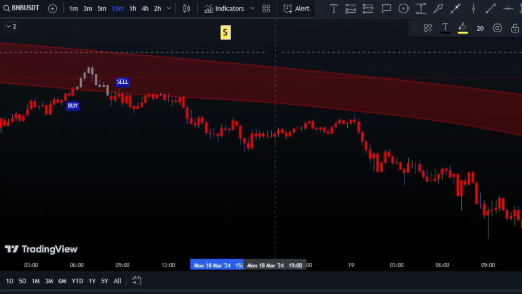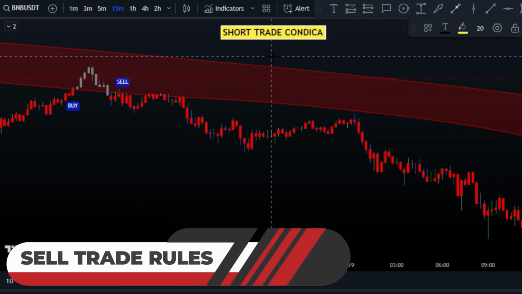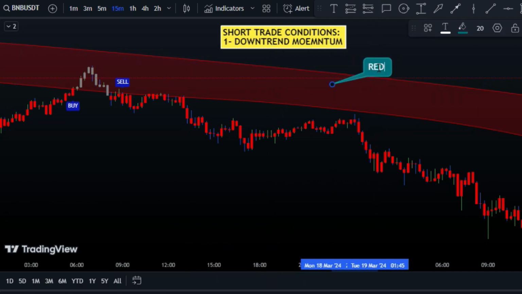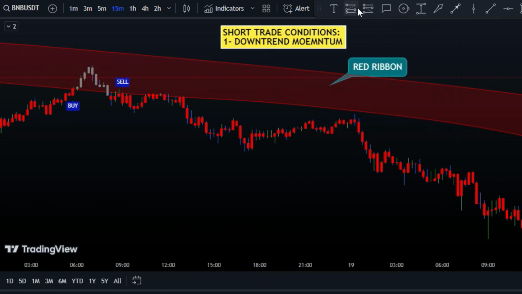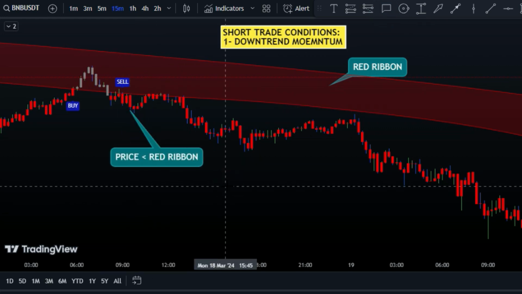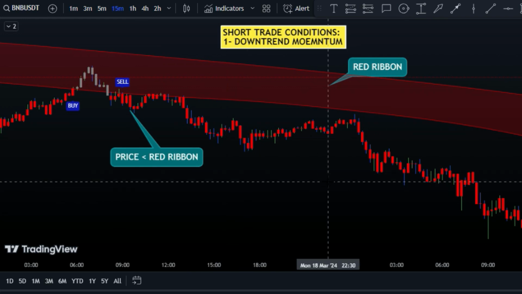First and foremost, we need to make sure that the market is in a downtrend. This is determined by observing the position of the price relative to the ribbon. If the price is below the red ribbon, it is a sign that the market is experiencing a downward trend, which is the ideal condition for a sell trade.